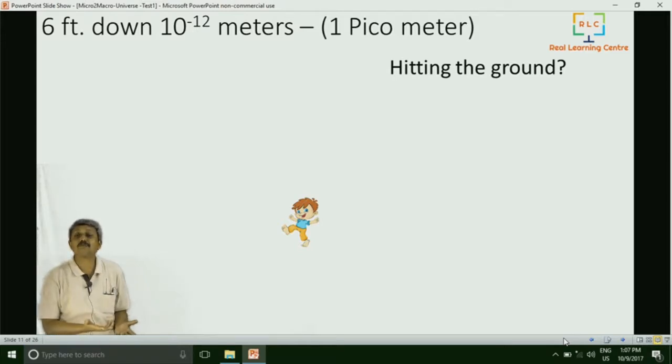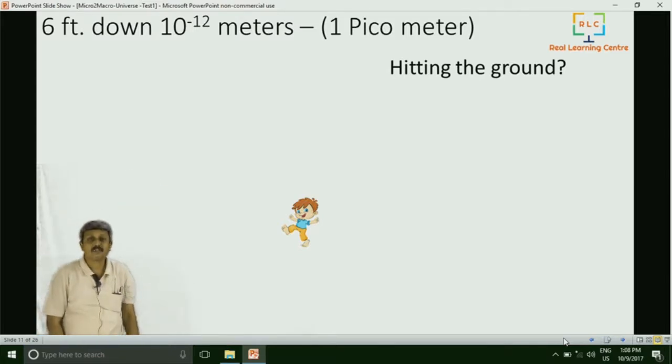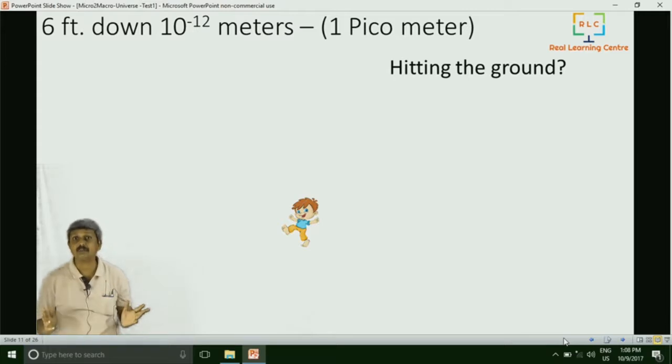The floor becomes transparent to you. You know the electrons and protons are all there, but they are all so far, 2 kilometers away. One nucleus is there, and somewhere else one electron is going like this. All that is happening to you, but you are still falling down. You are actually not stopped at all at the 6 feet level. So you have not hit the ground, and you have disappeared.